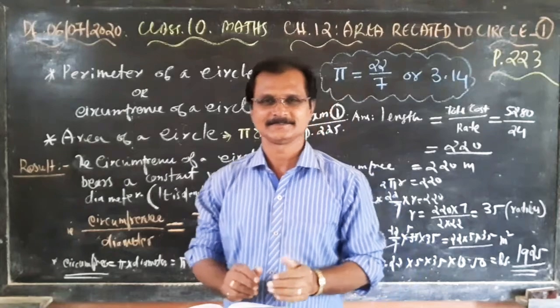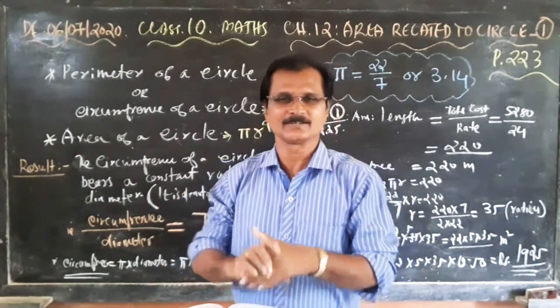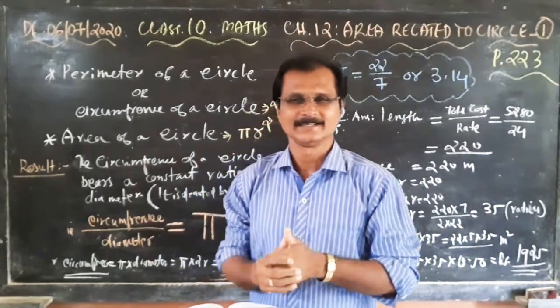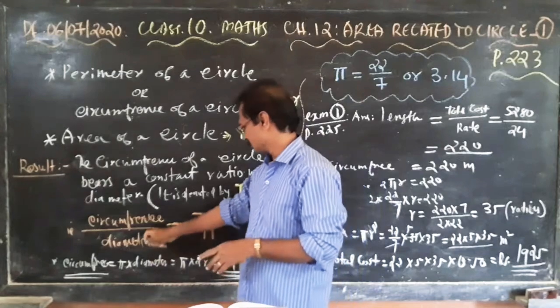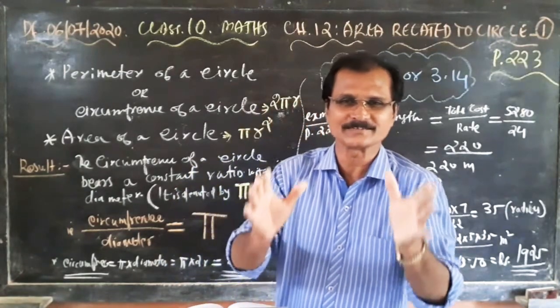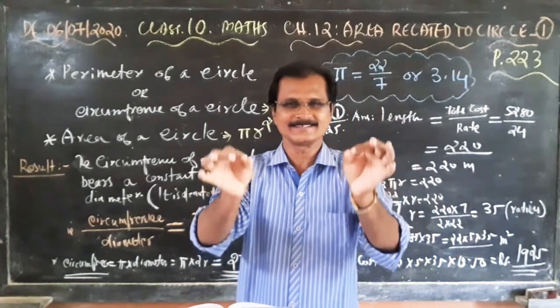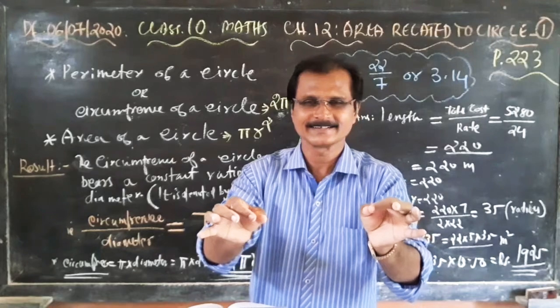You can check it out. You can construct a 2 centimeter circle, or you can construct a 10 centimeter circle. Then you find out the relation, circumference divided by diameter, and this relation is always a constant. That constant is represented by the letter pi. Clear?